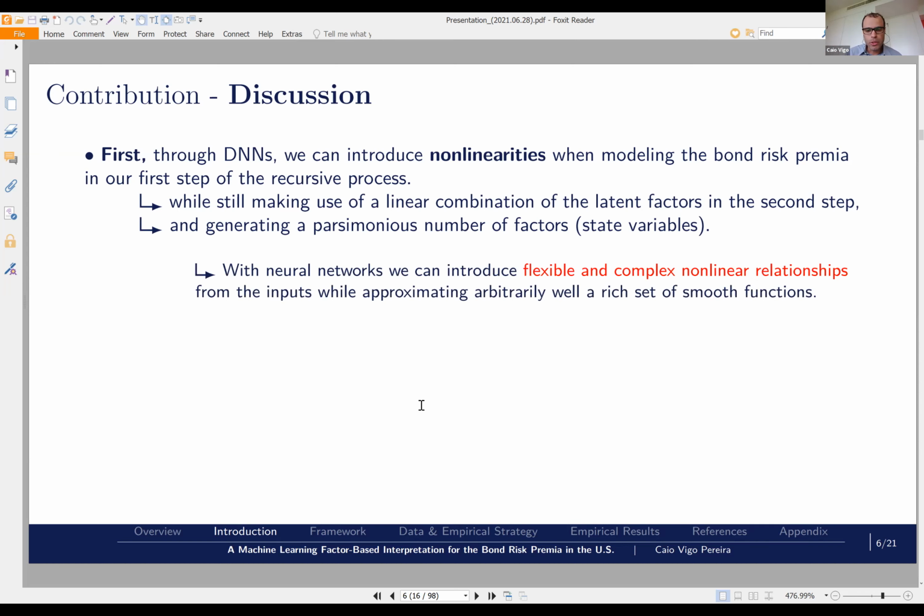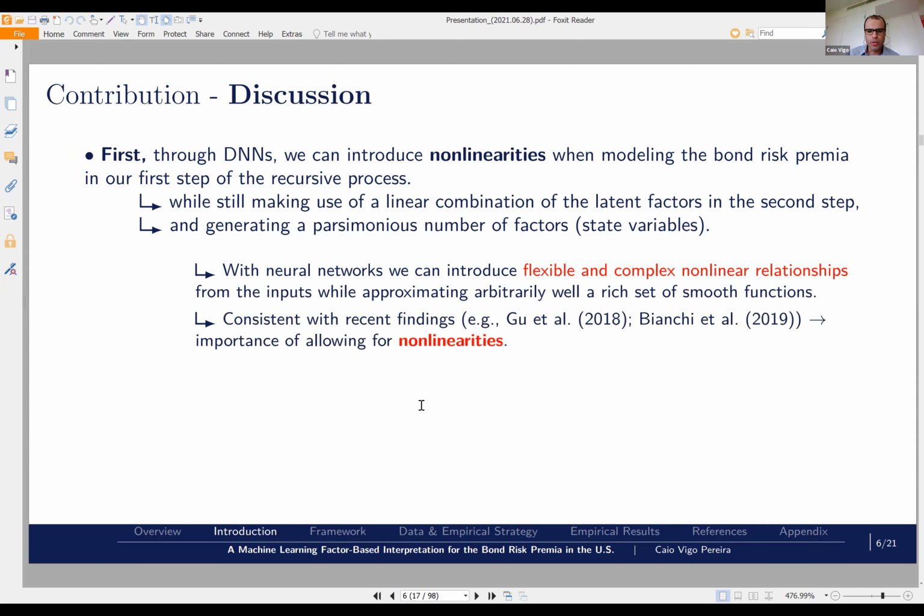Why? Well, clearly, with a deep network, we can introduce flexible and complex nonlinear relationships from the inputs. And we approximate quite well. This is the important reason why this algorithm is so good, because we can approximate arbitrarily well a rich set of smooth functions. And I can discuss more if I have more time. New literature has been showing that introducing nonlinearities in financial economics is extremely important.